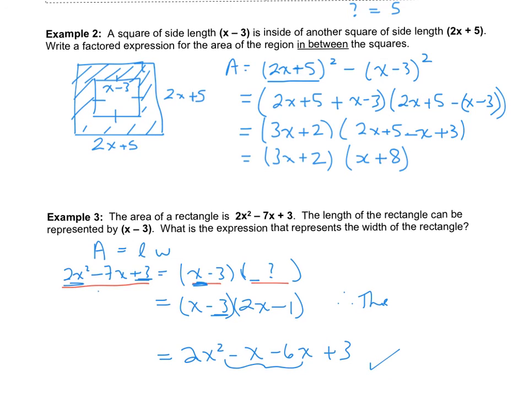Or you could go through and just factor this as usual with the adds to and multiplies to, and hopefully one of the factors will be x minus 3 and the other one will be 2x minus 1. So our width is 2x minus 1.